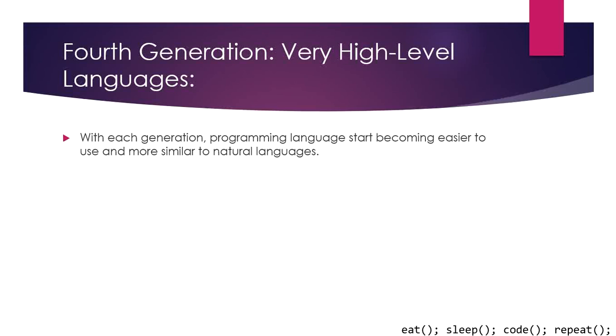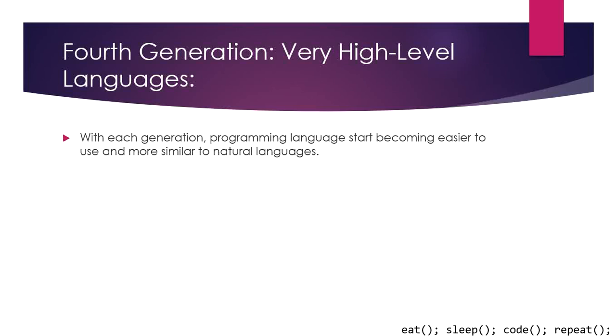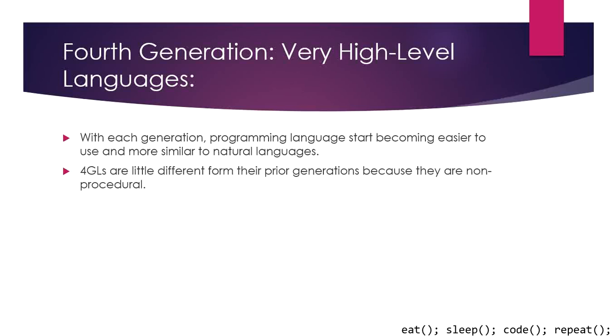Now, fourth generation is very high level languages. With each generation, programming languages become easier to use and more similar to natural language. Of course, we can take an example of Python. Python is third generation also, but uses attributes of fourth generation, because Python is easy to understand and is just like natural English language. So 4GLs, that is fourth generation languages, are a little different from the prior generations because they are non-procedural. We're going to see what exactly procedural languages mean, what object-oriented languages mean, what database languages mean.